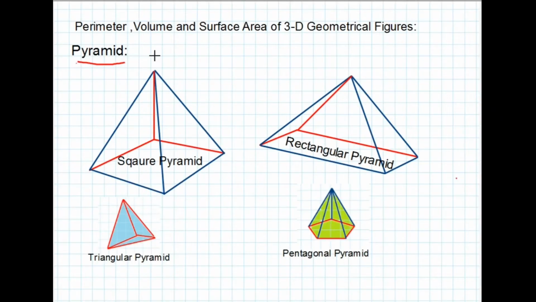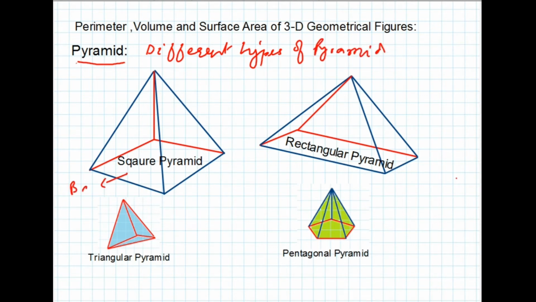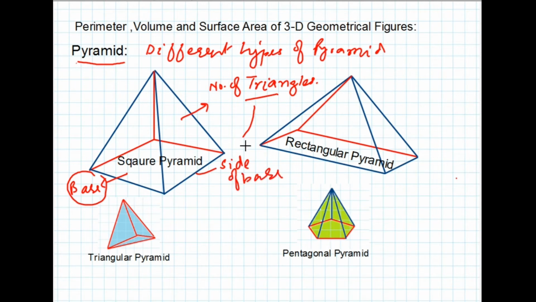Next 3D shape is the pyramid. There are different types of pyramid. The pyramid consists of its base and a number of triangles. The type of pyramid depends upon the type of its base, and the number of triangles depends upon the number of sides its base has.